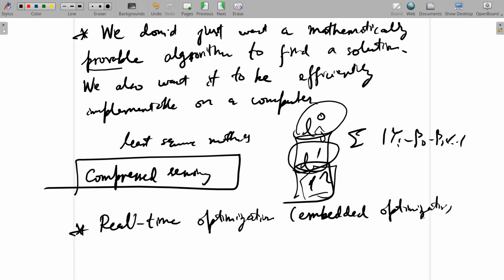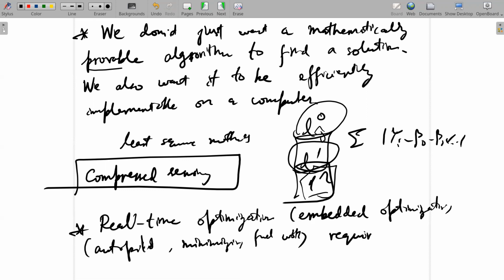So in some cases, you don't have an option, but typically you want some real-time optimization. Whatever device you have, it should act on its own, and whatever parameters it wants to optimize, it should do it on its own and in real time. So examples are autopilot in planes or minimizing fuel costs. For that, other things also come into the picture. So this requires solution methods or algorithms that are extremely reliable.